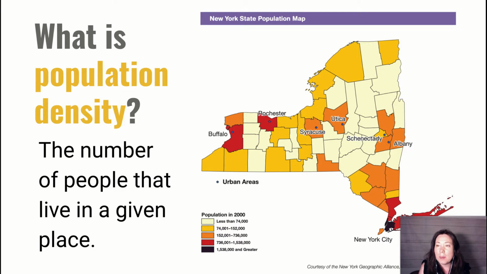Now let's talk about what is population density. That's the number of people that live in a given place. So here we have a New York State population map. This is a map of New York State, and it shows where the people live. Let's look further.